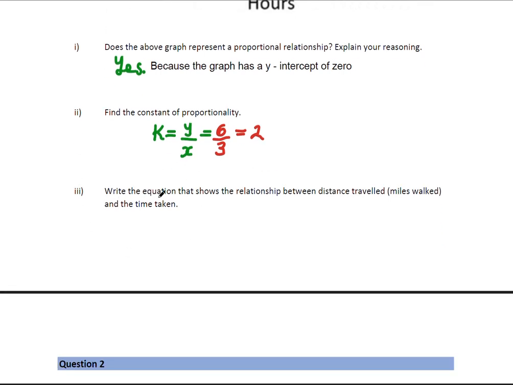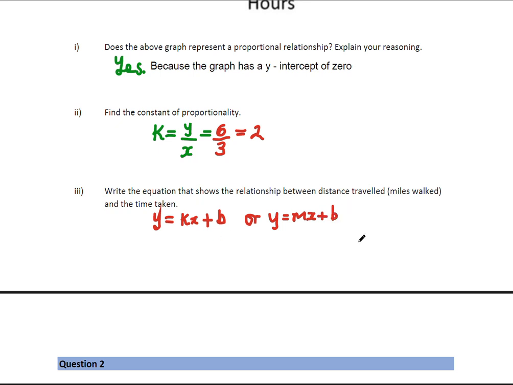Now we're asked to write the equation that shows the relationship between distance traveled and time taken. In general, a linear equation can be written as y equals kx plus b, or y equals mx plus b. They are the same thing, just different symbols.